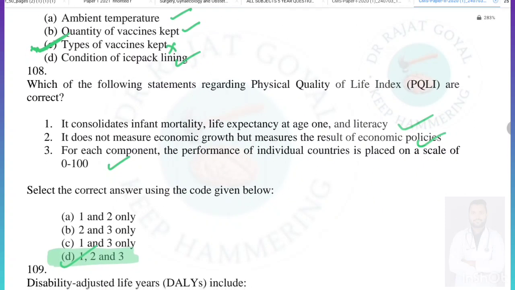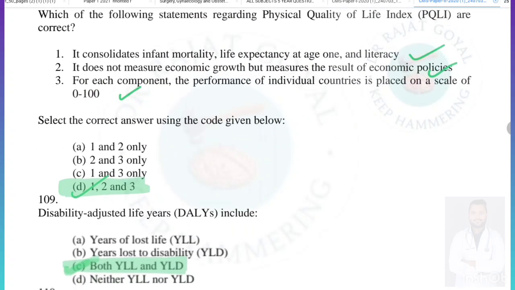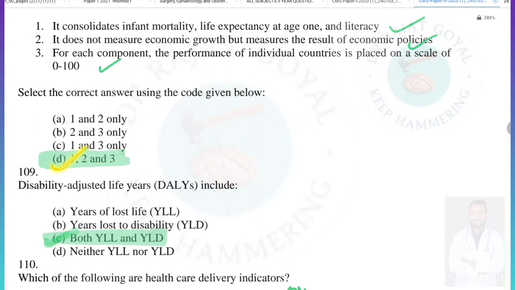Which of the following is correct regarding the PQLI? It consolidates infant mortality, life expectancy at 1 and literacy, this is true. It does not measure the economic growth but measures the result of economic policy, yes, this is true. For direct economic growth HDI is there, but PQLI indirectly tells about the results of the economic policies, and the range of PQLI is between 0 to 100, this is true. So answer here will be option D. 1, 2, 3 all are correct.